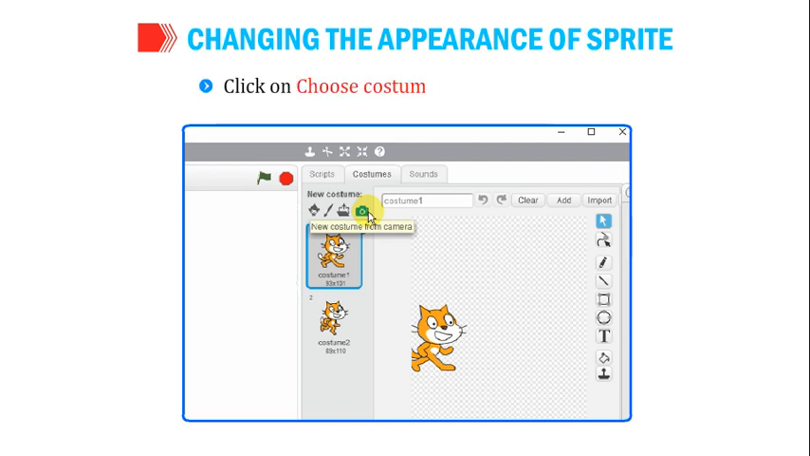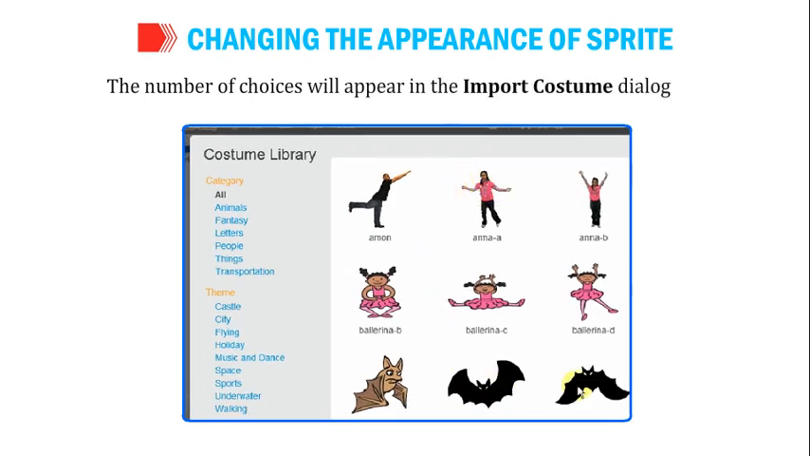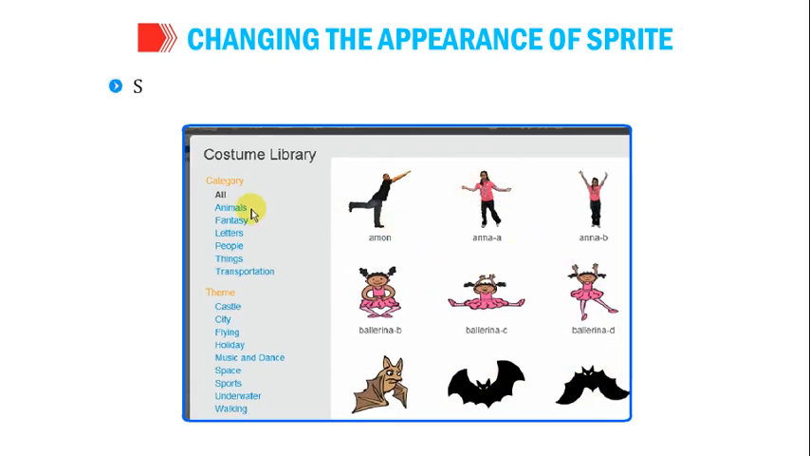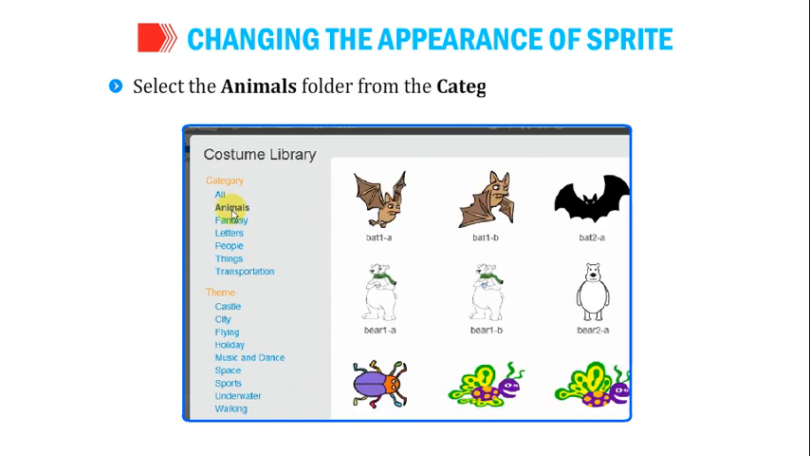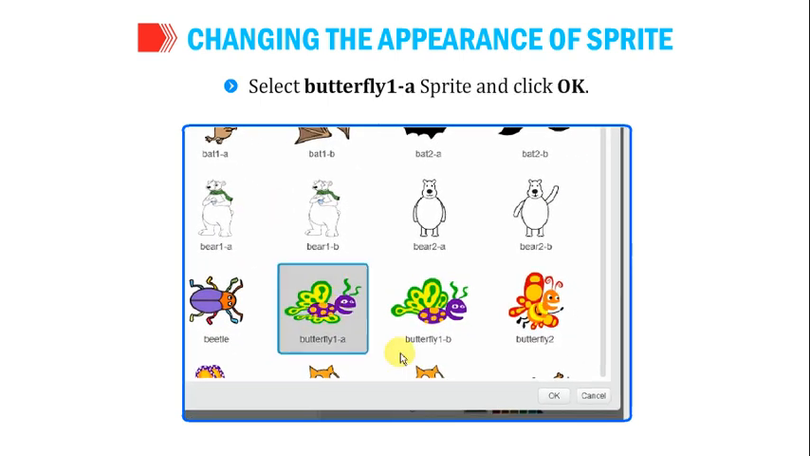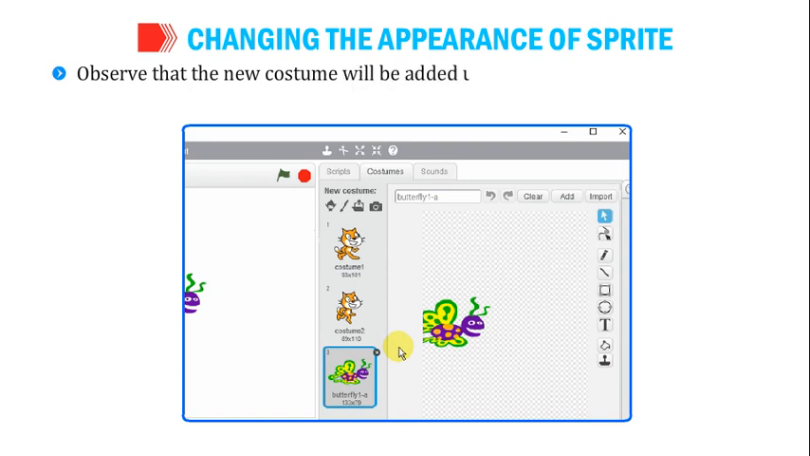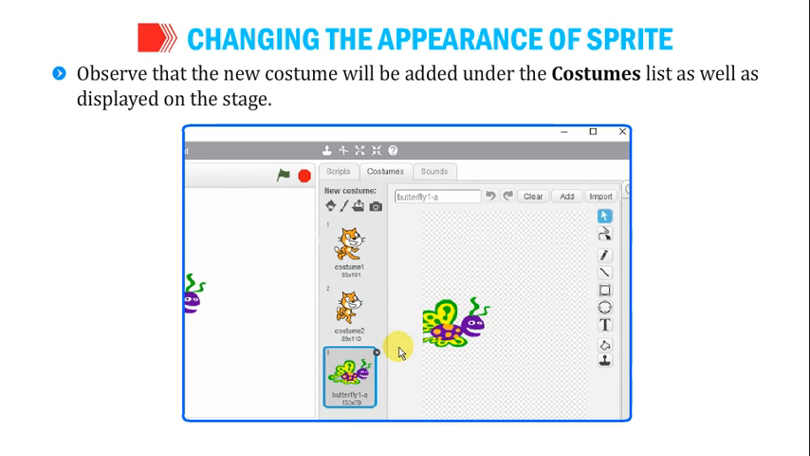Click on Choose Costume from Library button. The number of choices will appear in the Import Costume dialog box. Select the Animals folder from the category list and click OK. Select Butterfly 1A Sprite and click OK. Observe that the new costume will be added under the Costumes list as well as displayed on the stage.